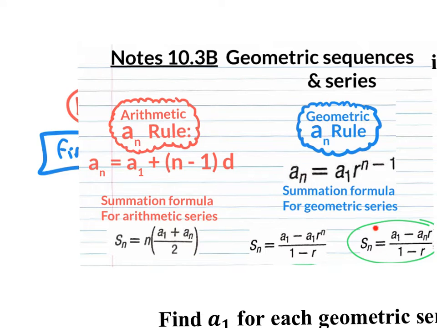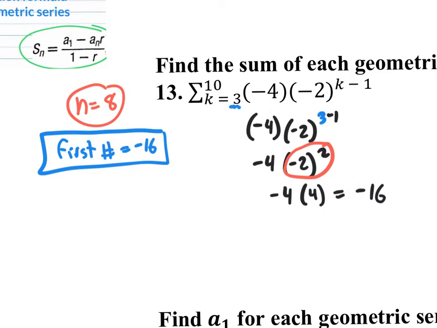For you to use the summation formula, you need your first term, a sub 1, and you need your a sub nth term, your last term on your list. Then you could plug it into this. So, with that said, we already know our first term is negative 16. We want our last term, which would be plugging in this last number, 10. That'll give us our a sub nth term, our last term of our list. So let's do that. Let's plug in a 10 right here.